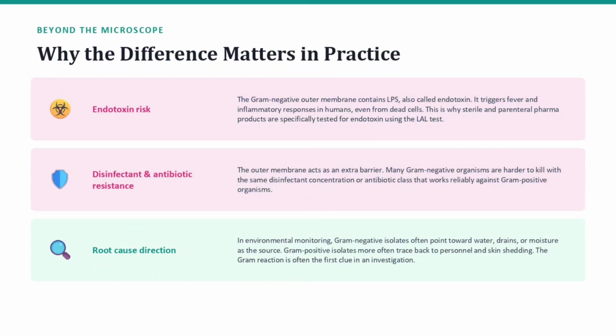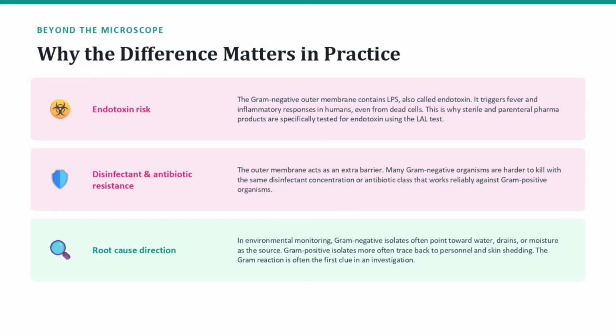So why does any of this matter beyond just producing a nice purple or pink slide? 3 reasons, and they all have real consequences. First, endotoxin risk. That outer membrane we discussed on gram-negative organisms contains LPS, also called endotoxin. It triggers fever and inflammatory responses in humans, and it does this even from dead cells, which means killing the organism does not eliminate the risk. This is exactly why sterile and parenteral pharmaceutical products are specifically tested for endotoxin, using the LAL test.